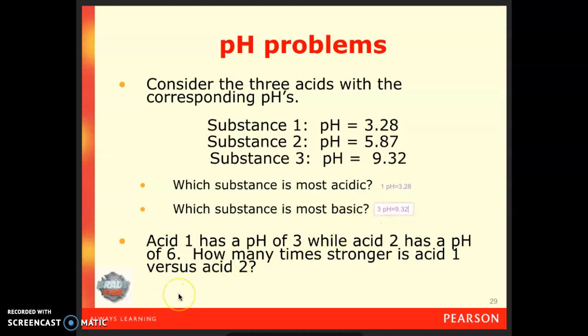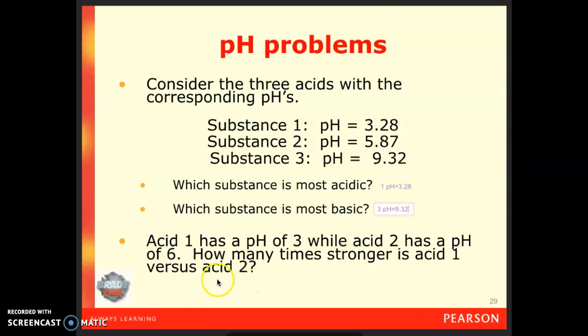Second question. A substance, an acid, has a pH of 3. A second acid has a pH of 6. How many times stronger is acid 1 versus acid 2? Again, let's take another couple of seconds and think this out. Okay, if you need more time, go ahead and hit pause right now. But for the rest of us, let's go through the answer.